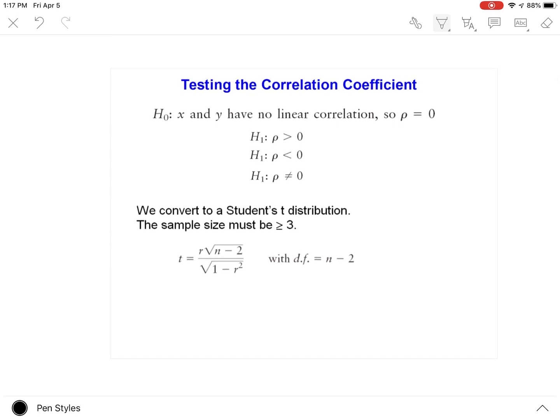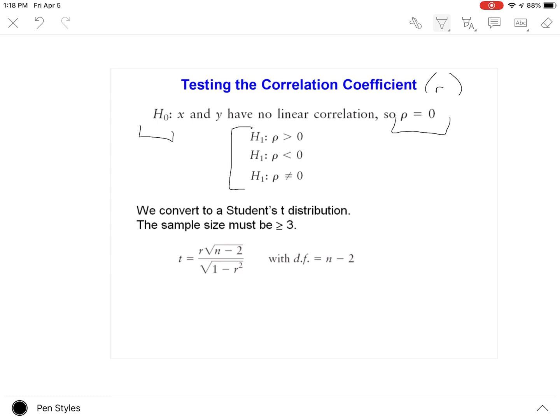So first things first, we're going to test the correlation coefficient. Just like any hypothesis test, we'll have H naught, which means the null hypothesis. We're going to test the correlation coefficient, which is r. So rho is 0, and that's saying there's no linear correlation whatsoever. You've got your three possibilities for the alternative hypothesis. It could be greater than 0, less than 0, or different from 0.